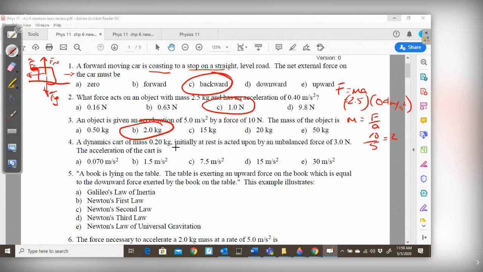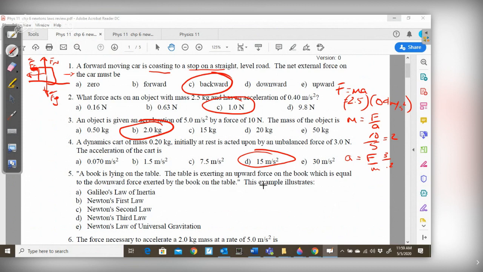A dynamics cart of 0.2 kilograms initially at rest is acted upon by an unbalanced force of 3 newtons. The acceleration of the cart would be, well, our acceleration will be our force divided by our mass. So we'll have our 3 divided by our 0.2 kilograms. And 3 divided by 0.2 is equal to 15 meters per second squared.